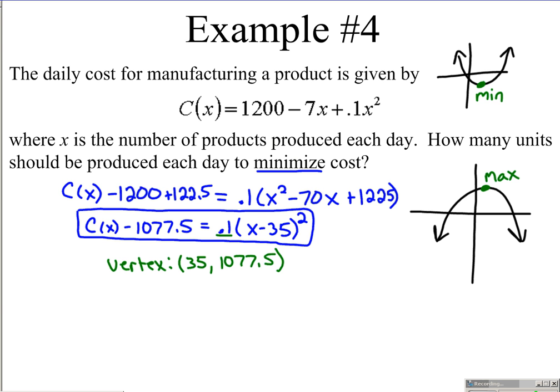How many units should be produced to minimize cost? We should produce 35 units, that's our x variable, at a cost of $1,077.50.